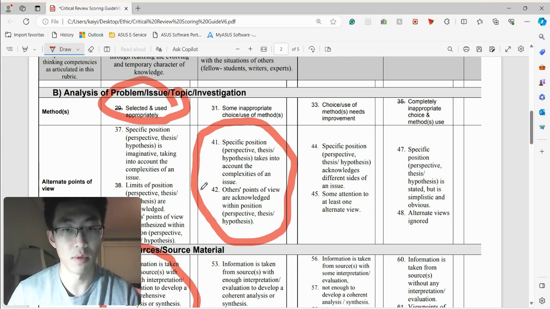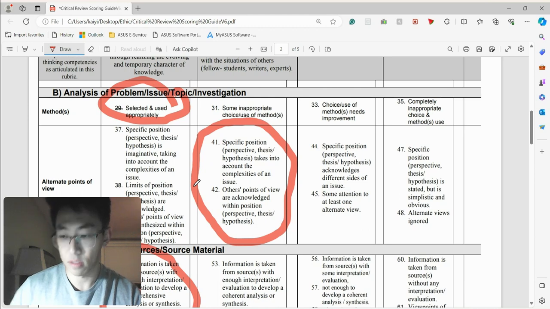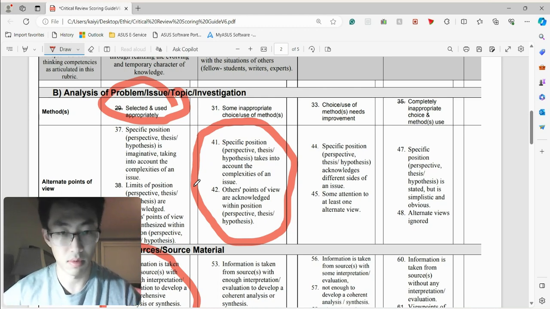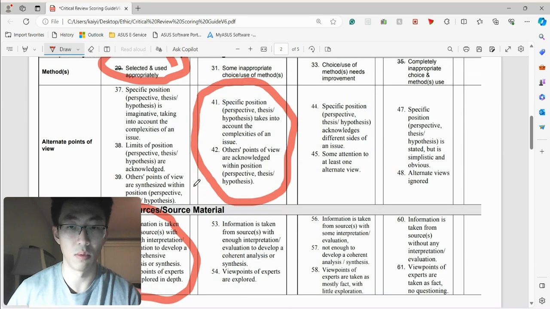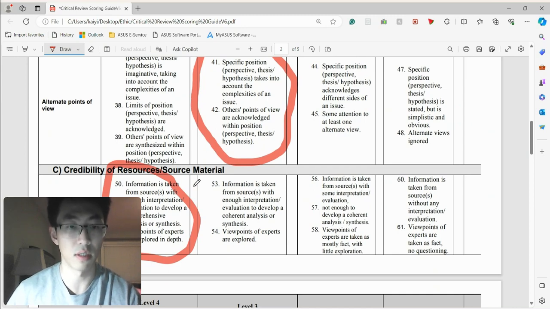Alternative points of view. I would give myself a level 3 because the position taken into account isn't very imaginative. Like, I wasn't being too bold when I was making my statement. Others' points of view are acknowledged within position, absolutely. I've actually taken consideration from the assumptions that I've read from other classmates on the discussion board throughout Module 1 to 5. We don't have Module 6 up yet.